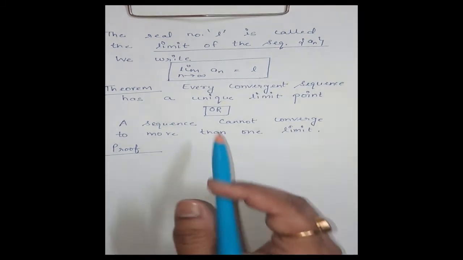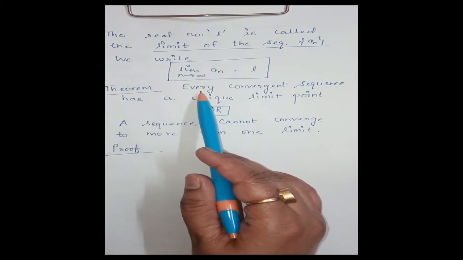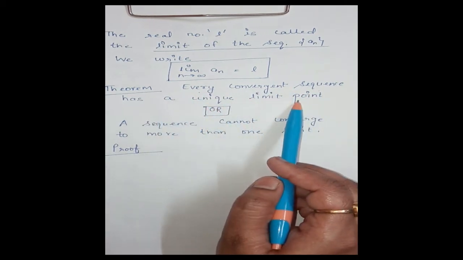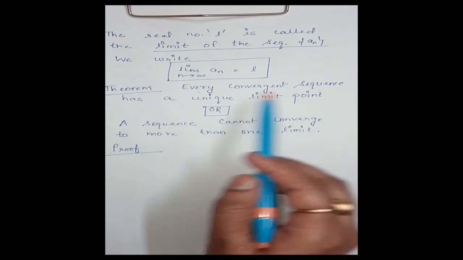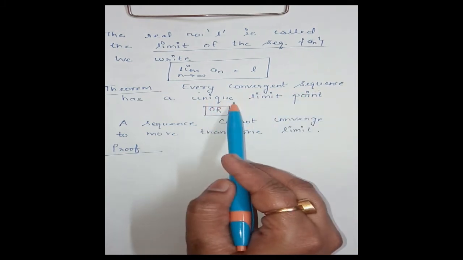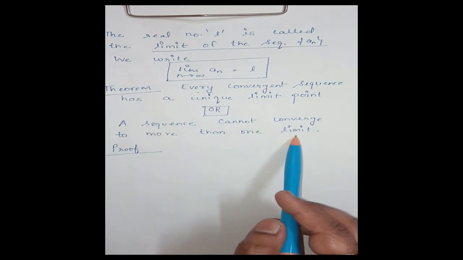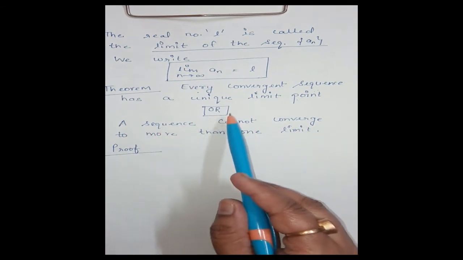Now we come to a very important theorem. Every convergent sequence has a unique limit point. If a sequence converges, then the limit point will be unique, or a sequence cannot converge to more than one limit. Now let us prove this theorem.